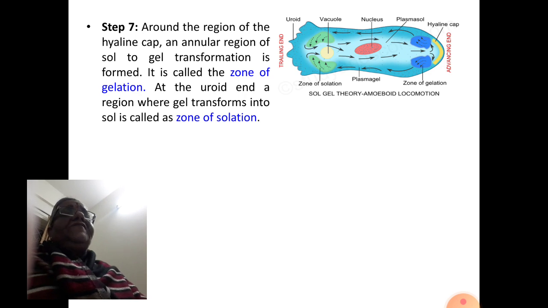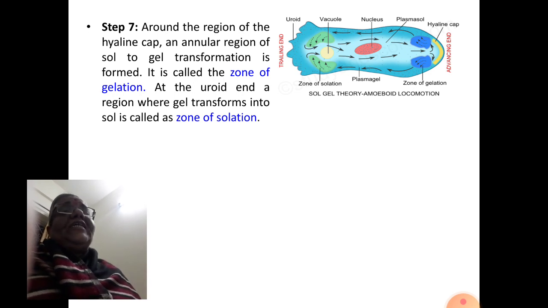Around the region of the hyaline cap, an annular region of sol to gel transformation is formed, and therefore this is known as the zone of gelation. And please note, at the opposite end there is a region where the gel transforms into sol, opposite of what happens in the anterior end, and that is called the zone of solation.